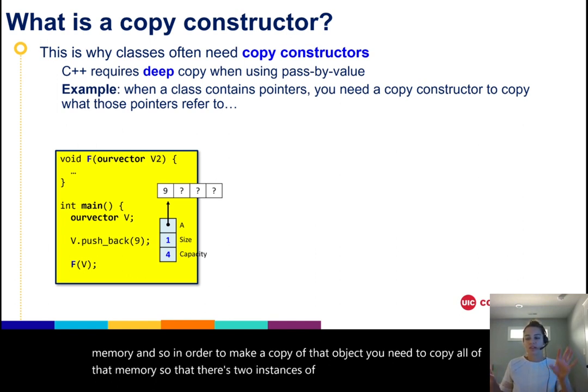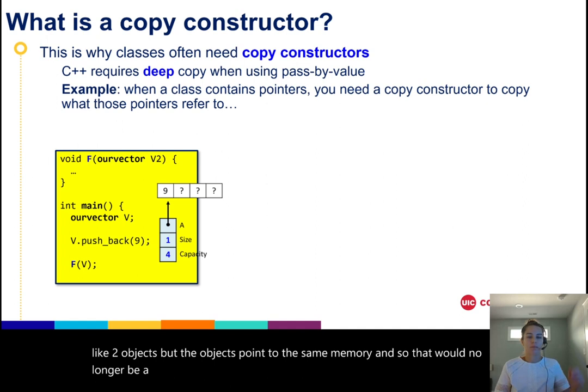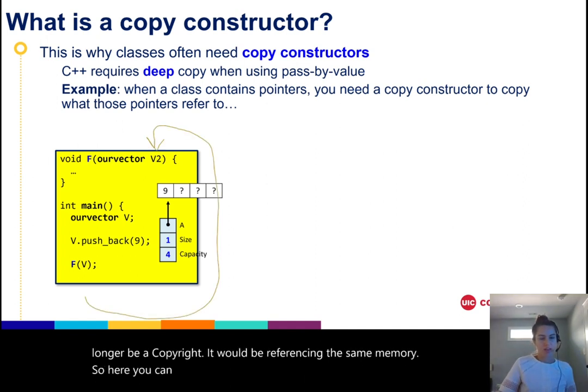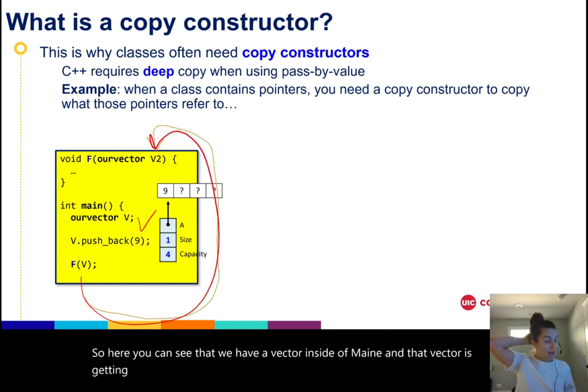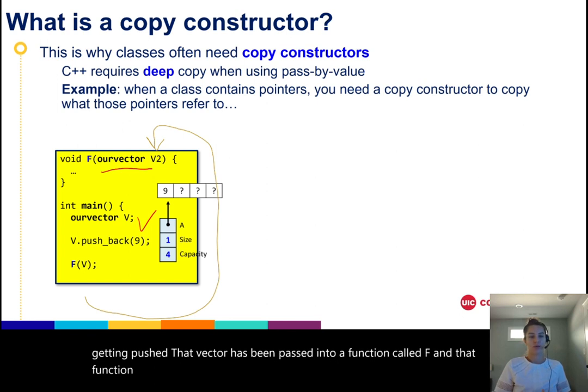Otherwise, you'll basically have two objects, but the objects point to the same memory. And so that would no longer be a copy, right? It would be referencing the same memory. So here you can see that we have a vector inside of main, and that vector is being passed into a function called f, and that function has that object passed by value, which means a copy is going to be made.